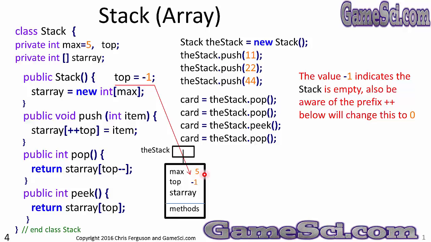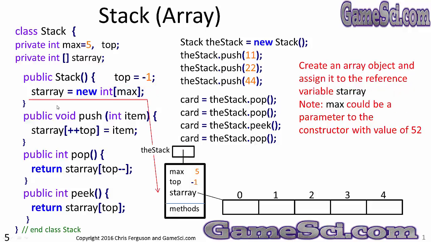Notice that max already has a 5 in it. We hard-coded this up in the variable declaration. Again, if that was a parameter to the constructor, we'd be setting it here in the constructor method. Extremely important line of code: STArray equals new int max.